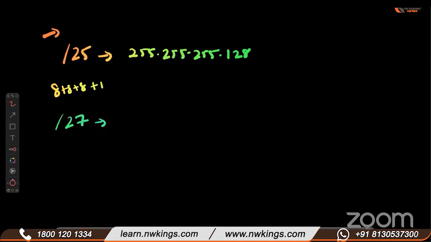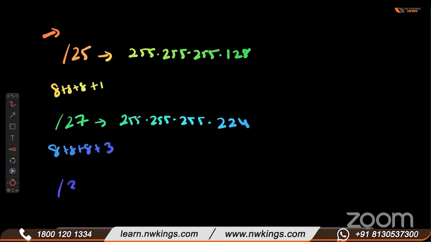/27. 255, 255, 255, 24 plus 3, 224. Got it? Yes, sir. 8 plus 8 plus 8 plus 3. /30, where we use /30, just for your information.